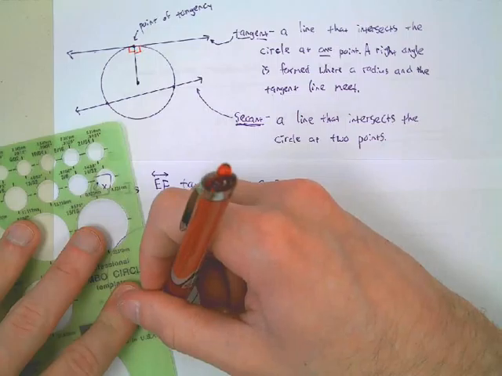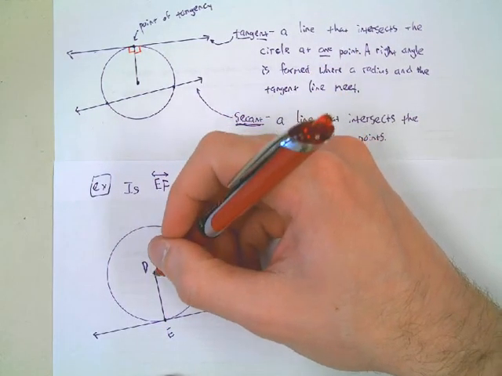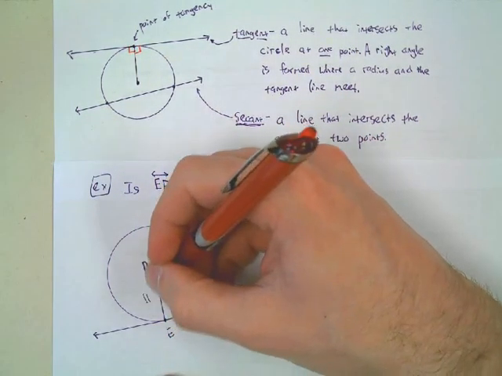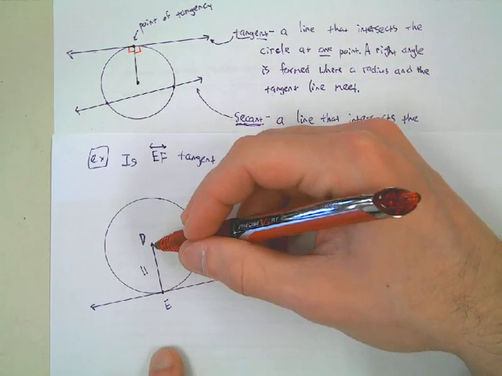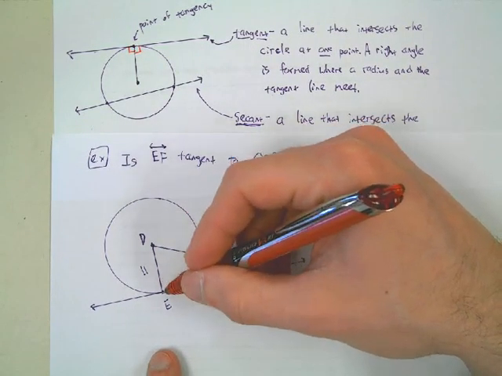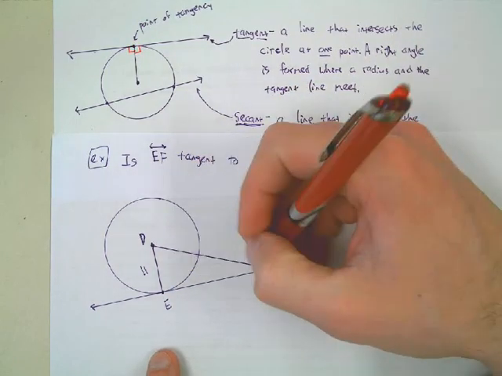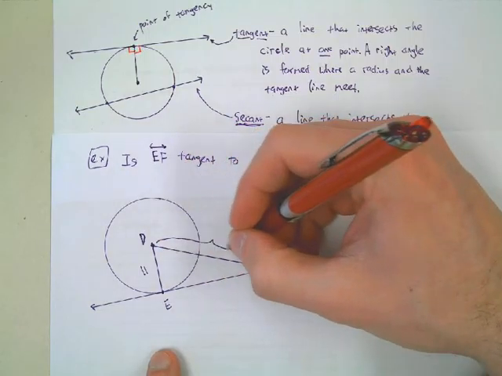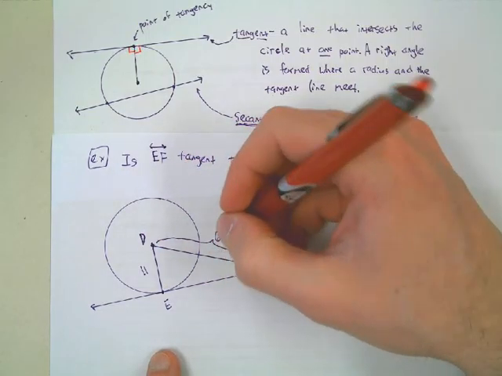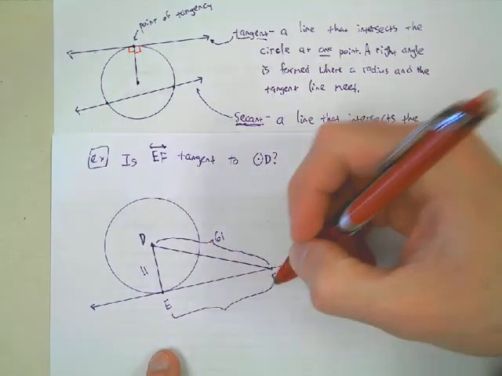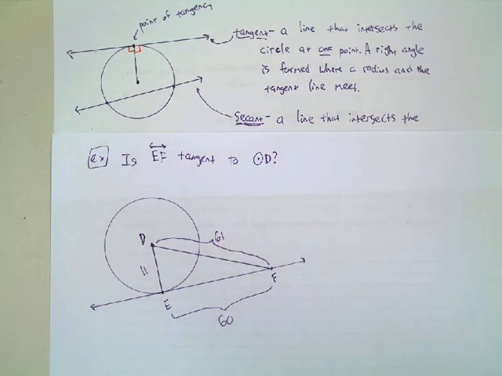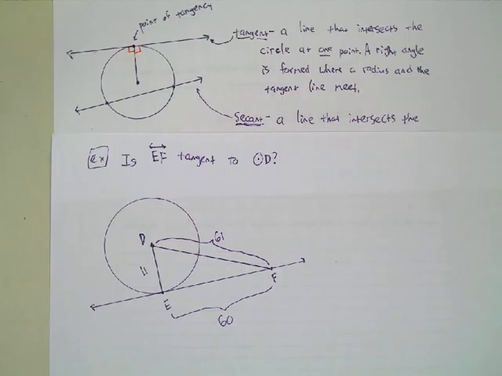The measurement from D to E, by the way, what's another name for this segment, D to E? It's a radius, right? It goes from the center to a point on the circle. From D to E is 11. From D to F, this whole measurement right here, we'll say that's 61. And from E to F, this distance right here, we'll say is 60. So, given that information, we want to show that EF is tangent or is not tangent.